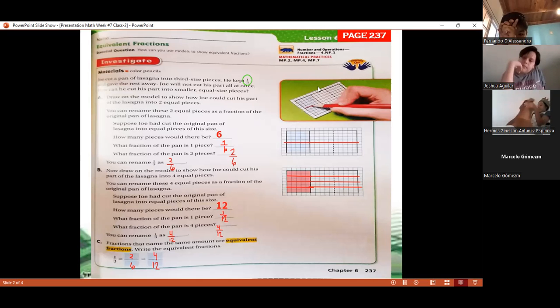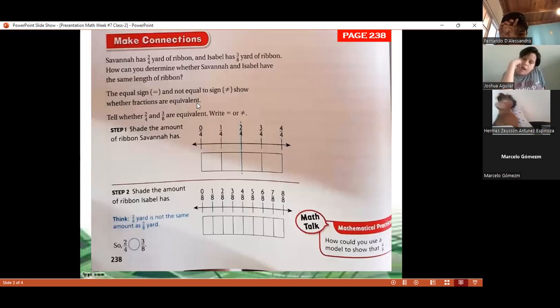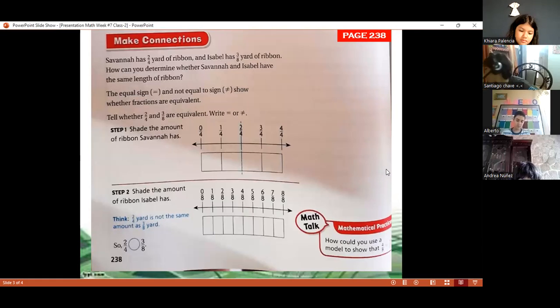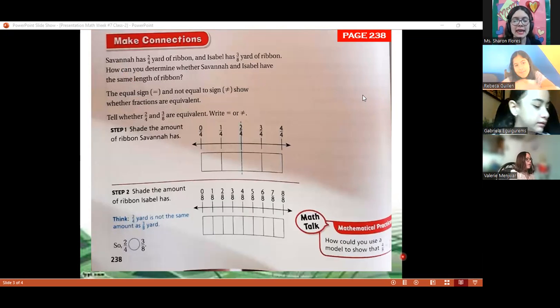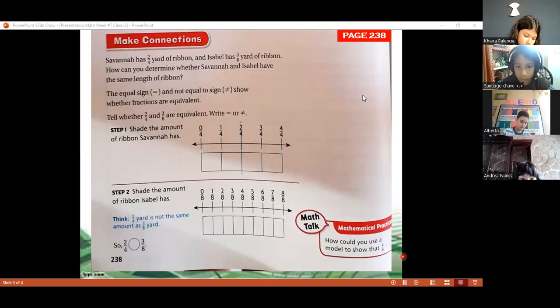Okay, let's continue with the next, page 238. We're going to work on the second part, sorry. This is the second part of page 238. Make connections is 1/2, just the second part. So look where it says make connections in your page 238. We have another problem, another way to find a resolution for equivalent fractions. Remember, equivalent fractions are fractions that have the same amount. They represent the same amount.